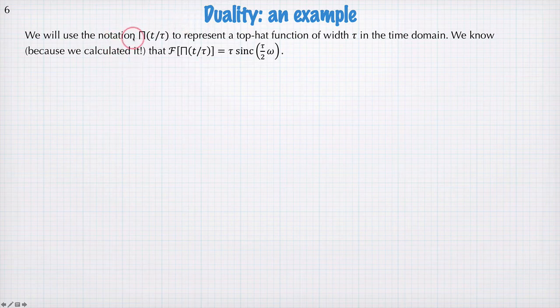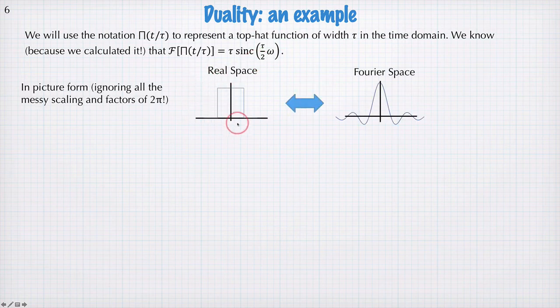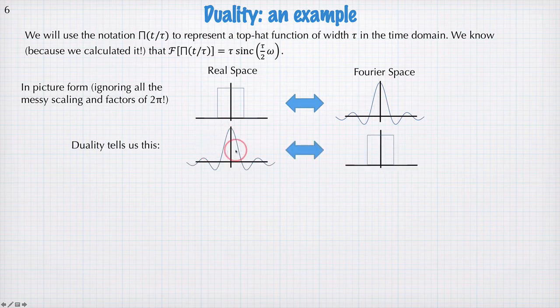with some pictures. So let's use the notation here for a top hat function in terms of time with width tau. And we know, because we've calculated, that the Fourier transform of this function is a Sinc function. So in pictures, if we start off in real space with a top hat function, and just ignore all the factors of 2 pi and all that messy stuff, in real space we have a top hat function, in Fourier space we have a Sinc function. But if we'd started with a Sinc function in real space, duality tells us that the Fourier transform of this must be a top hat function, because Fourier transforms travel in pairs.